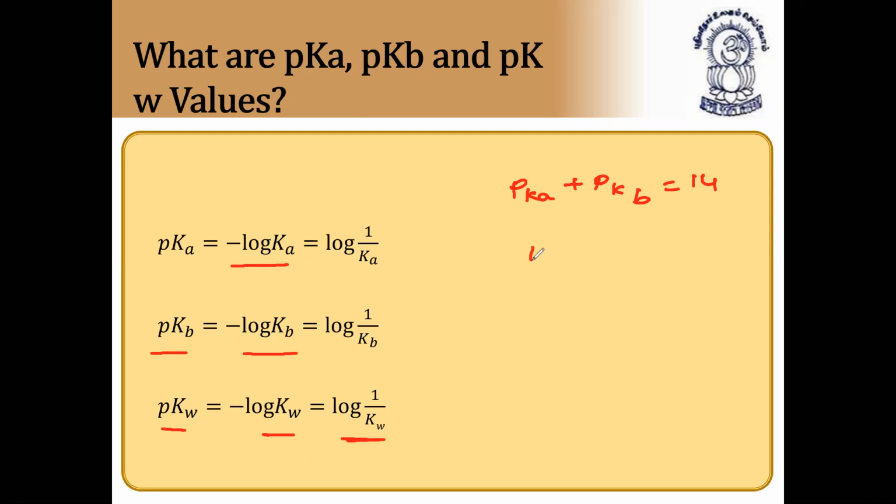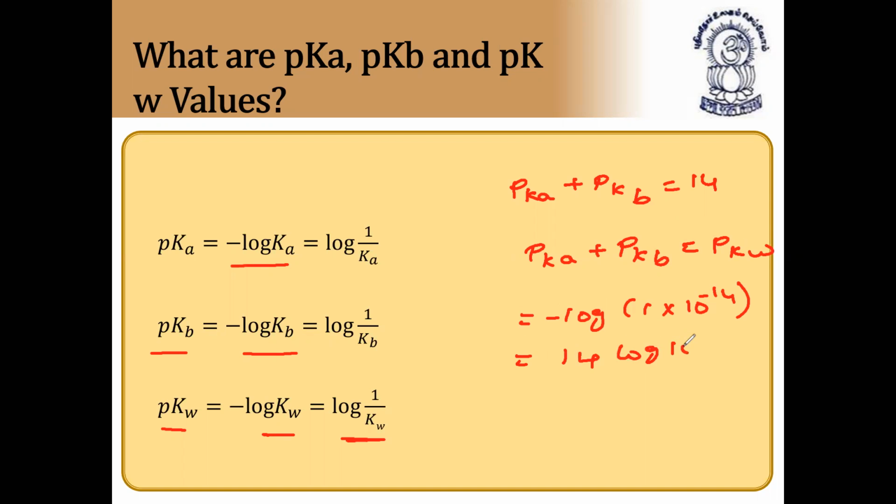Because pKw value is equal to pKa plus pKb is equal to pKw. So pKw is equal to the negative logarithm of 1 into 10 to the power of minus 14, which is minus of minus, becomes plus 14 log 10 to the base 10. Because minus and minus becomes plus, log 10 to the base 10 is equal to 1. So it is equal to only 14.